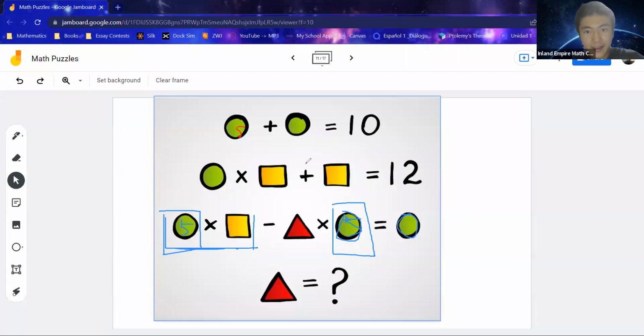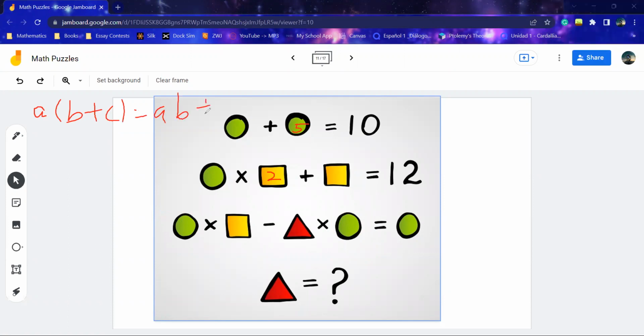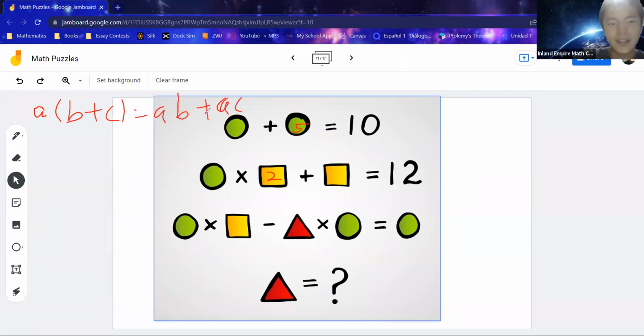And I think what we can do, guys, is remember what the distributive property is. Joyce, do you remember that? Lloyd, do you guys remember the distributive property? Yes. Right? Are you guys familiar with this formula? A times (B plus C) equals AB plus AC?